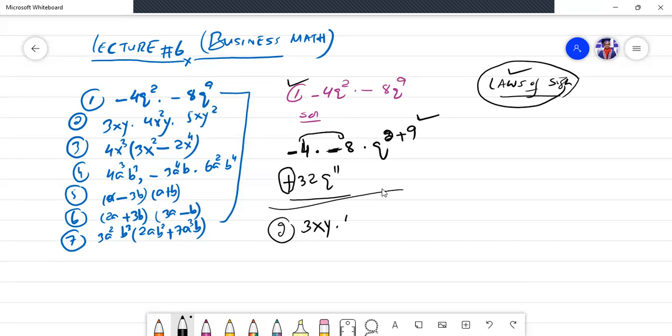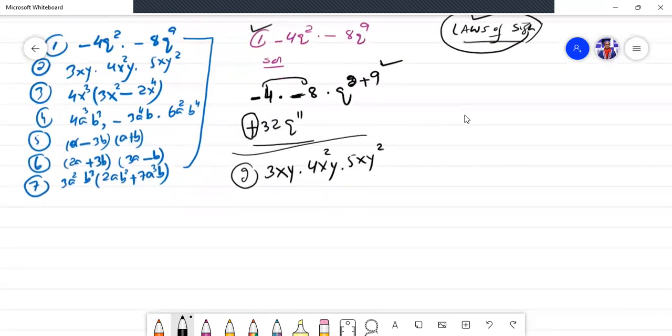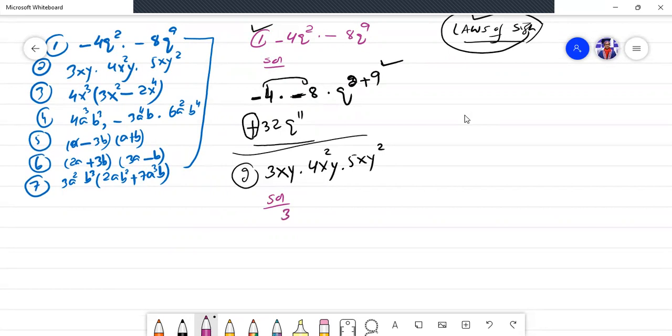3xy times 4x square y times 5xy square. Now solve the problem. Easy. What is the technique to solve this equation? Same. First arrange the numbers: 3 times 4 times 5.